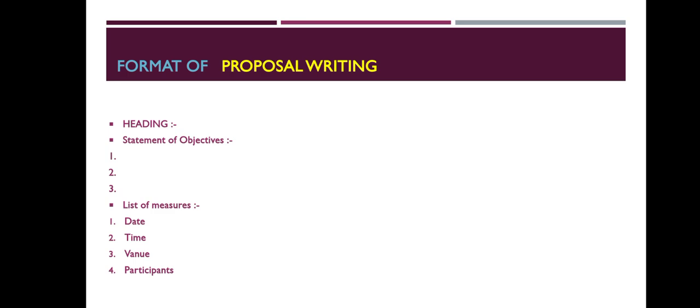First is the heading, which should be a catchy heading, as I told you, short and concise. By glancing over it, one can understand that the topic would be about this. Next, statement of objectives. What are the objectives of your heading? You have to write in 1, 2 or 3 words, not more than that. It should be concise. I am saying again, it is of 10 marks, you do not need to elaborate it. Next, list of measures, which refers to the date, time, venue, and participants.